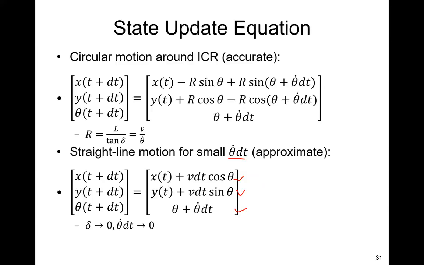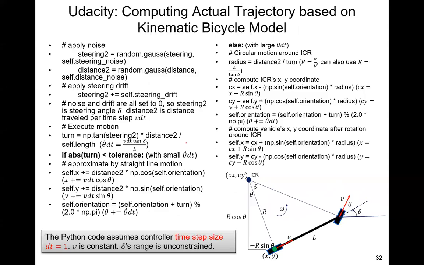So for the accurate description of the circular motion around ICR, you have this equation where the r is derived from the previous relationship here. So in the Python code, the derivation is quite clear. So let's go through the Udacity's Python code for computing the vehicle motion.